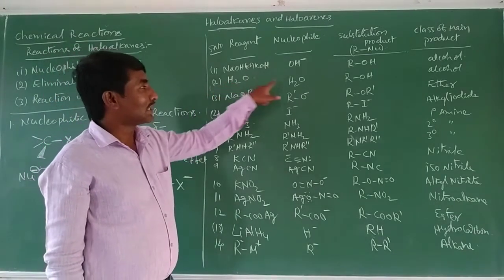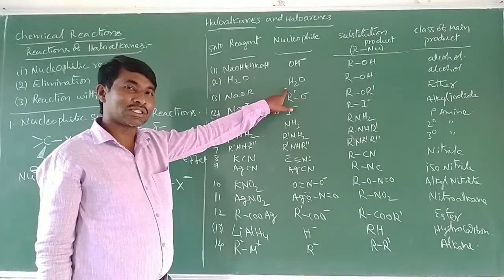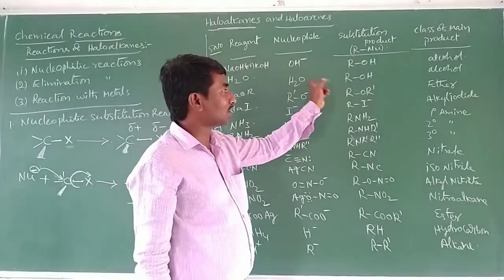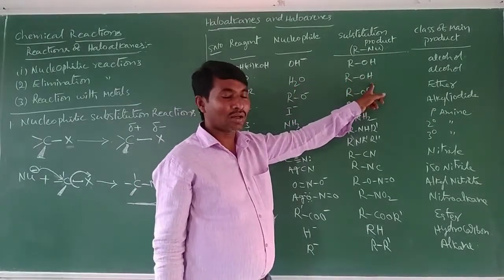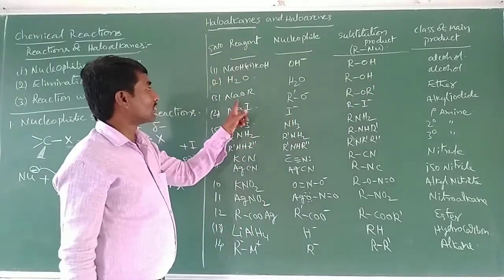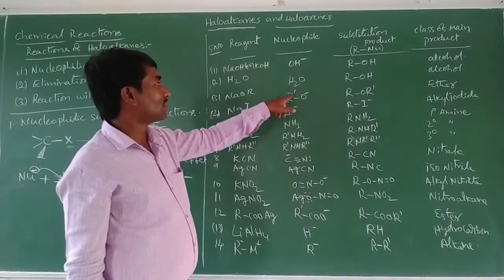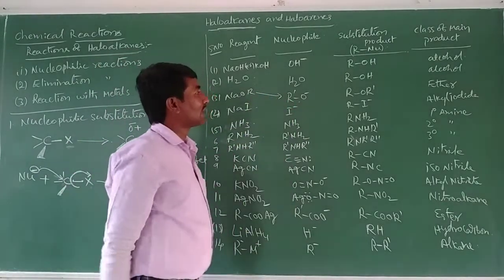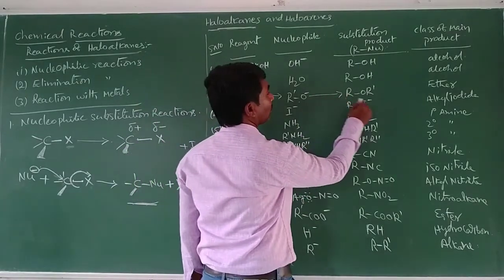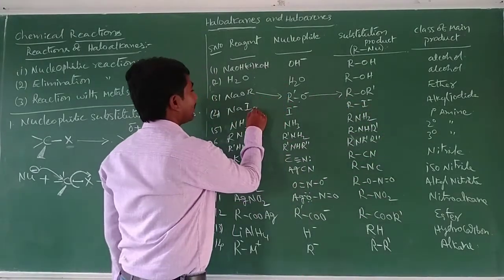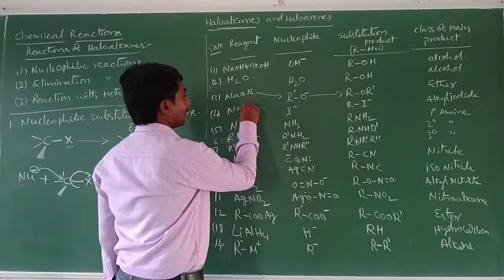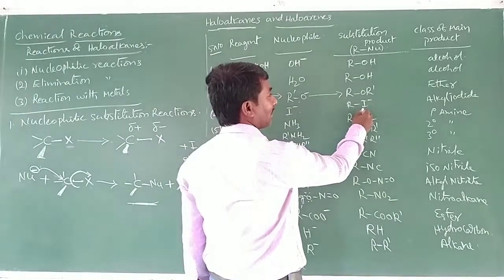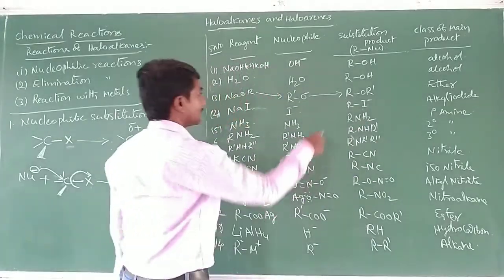The second is reaction with water, called solvolysis, where H2O is the nucleophile, and OH minus attacks to give ROH, the alcohol. Then NaOR, an alkoxide, has RO minus as the nucleophile, and that gives ROR, an ether. When reacting with NaI, I minus is the nucleophile, and an alkyl iodide is formed as the main product.